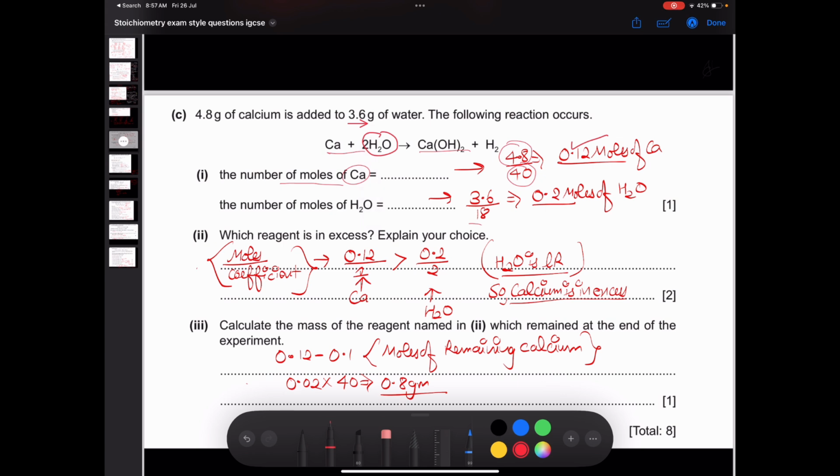That is 18. So if we do the maths, 3.6 by 18, that gives us 0.2 moles of H2O. Fine. Now, which reagent is in excess?